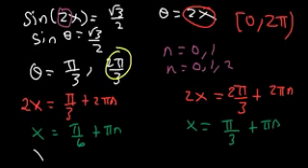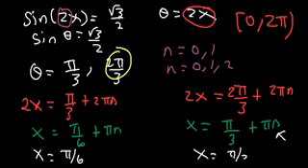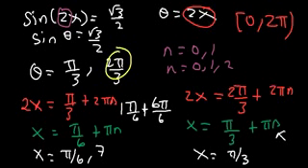So if we plug in 0 into the first equation, we get pi over 6. If we plug in 0 into this equation for n, we get pi over 3. Now if we plug in 1, pi over 6 plus pi, if we get common denominators, pi is the same as 6 pi over 6. So 1 pi over 6 plus 6 pi over 6 is 7 pi over 6. If we plug in 1 for here, pi over 3 plus pi is the same as pi over 3 plus 3 pi over 3, which is 4 pi over 3.